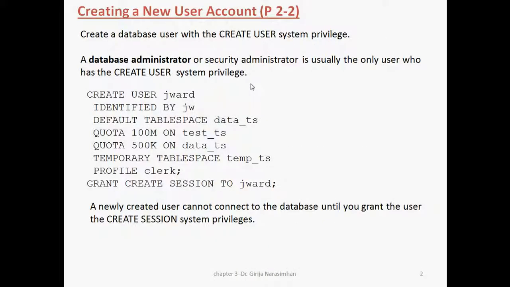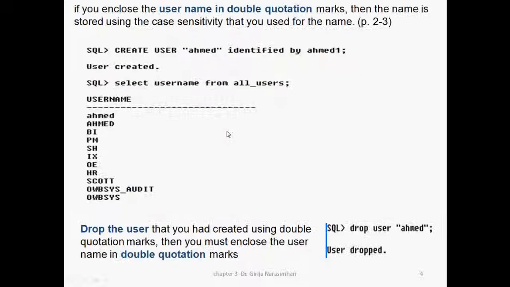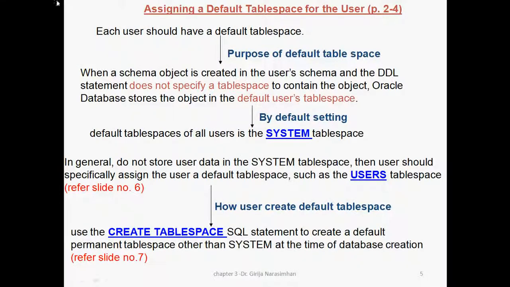Now we are going to part 2. What is defaulting? Now we can see assigning a default tablespace for a user. Each user should have a default tablespace. What is the purpose of it? When a schema object is created in the user schema and the DDL statement does not specify the tablespace to contain the object, Oracle Database stores the object in the default user tablespace.